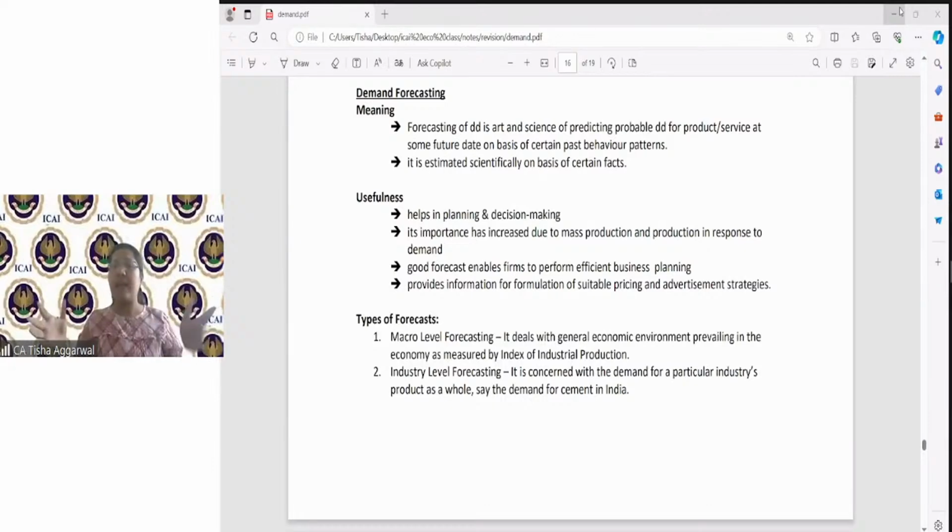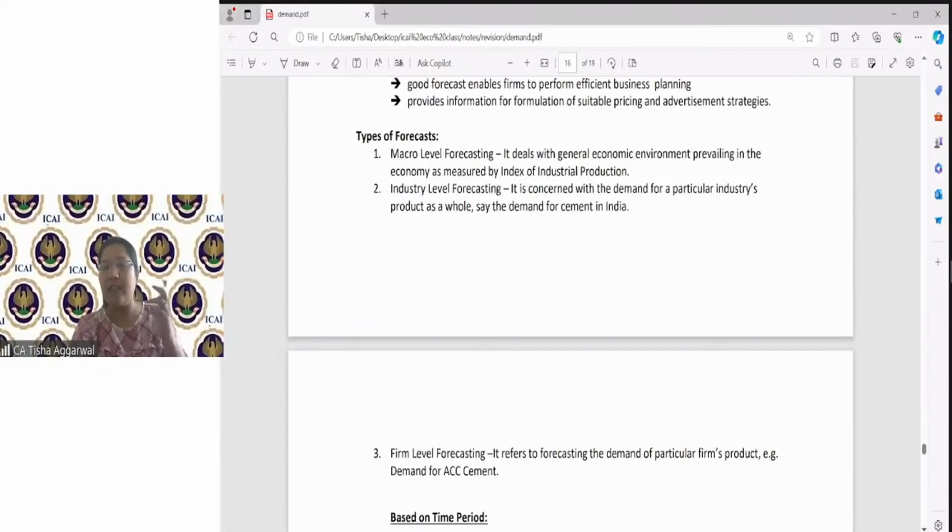Again, forecasting is based on three levels. First is macro level forecasting, which is with regard to the global scenario or the general business economic scenario. Second is industry level forecasting, for example for a particular industry, be it the cement industry, furniture industry, education industry, anything. And third is firm level forecasting.